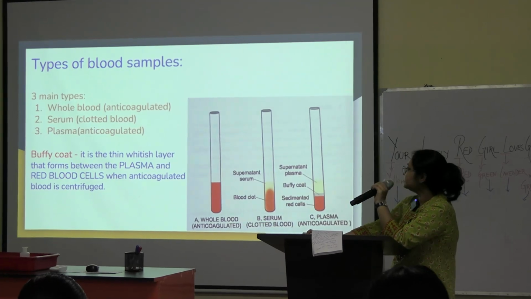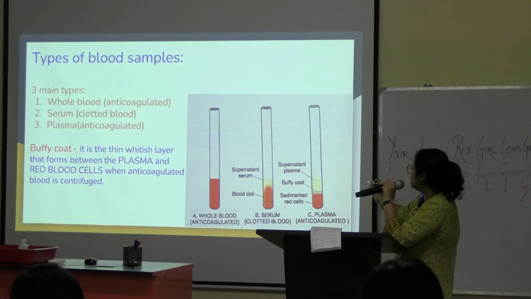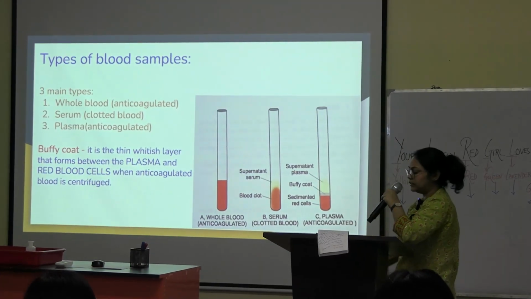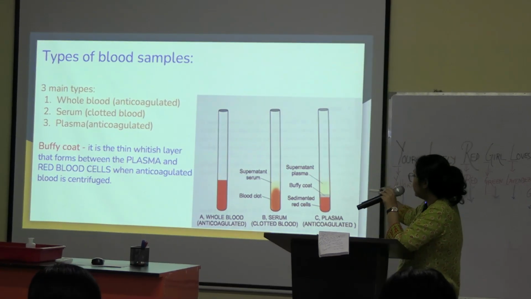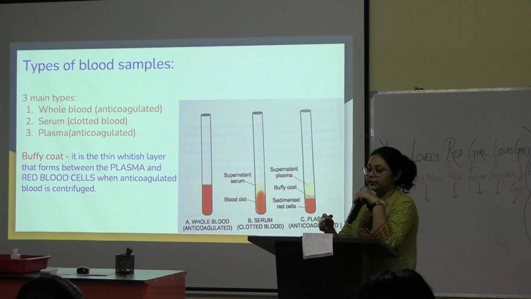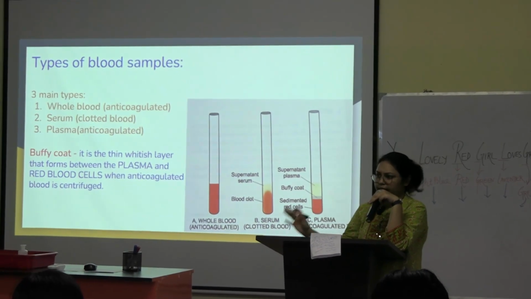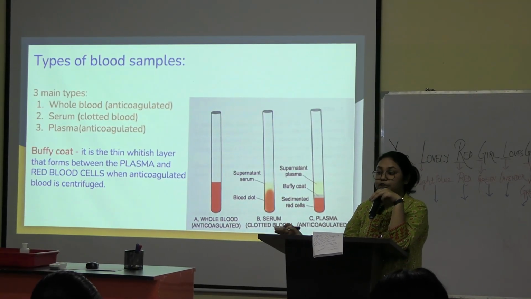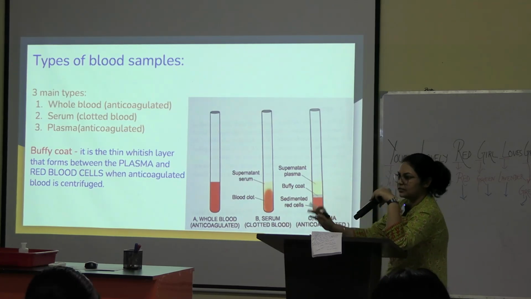I will show you. See, there are three pictures also given. In the plasma, there is a term written over here which is the buffy coat. Okay, so buffy coat is nothing but a thin whitish layer that forms between the plasma and the red blood cell when anticoagulated blood is centrifuged. Now, what is centrifugation? I am giving you a small idea about centrifugation. It is basically a technique which is used for separation of components of a mixture. Okay. In laboratory, this is done mainly.